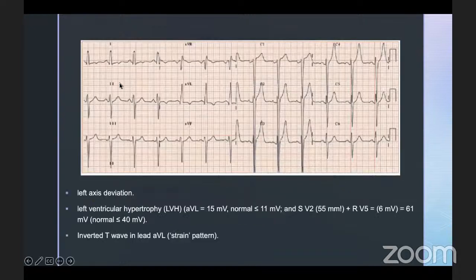Here we have an ECG of a patient with SAM. We have left axis deviation, and also an inverted T wave in aVL, which indicates a strain pattern.